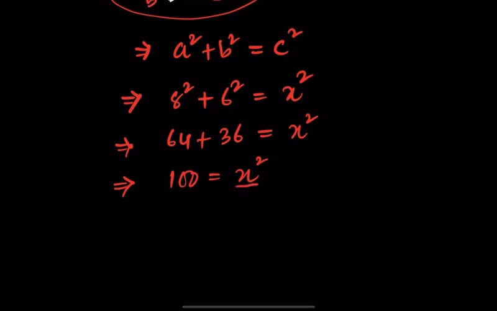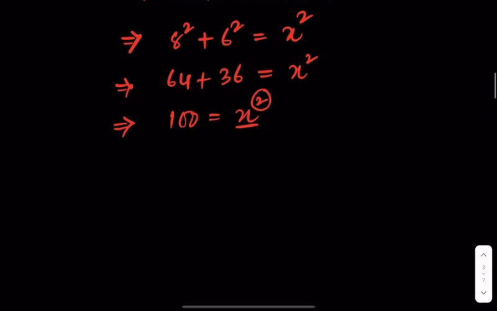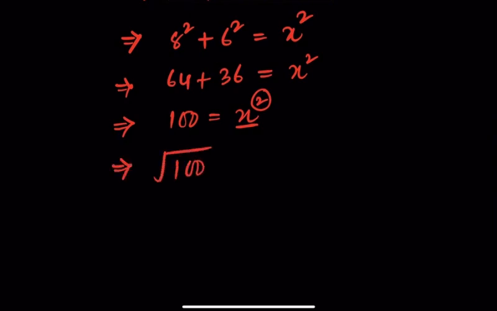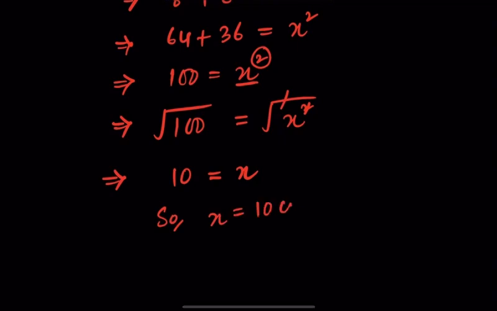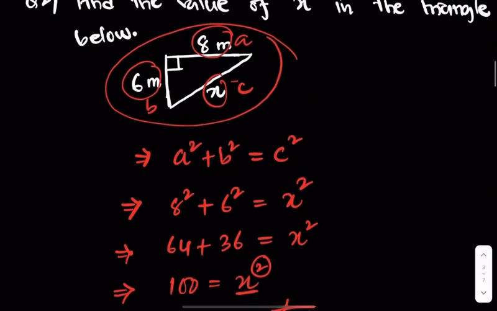Now we just want x on this side and we don't want this exponent. So to remove this exponent, put square root on both sides of the equation. So square root of 100 is equal to the square root of x squared. Square root of 100 is 10, and this exponent 2 and the square root get cancelled, which gives us x. So x equals 10 centimeters. So this x is 10 centimeters.